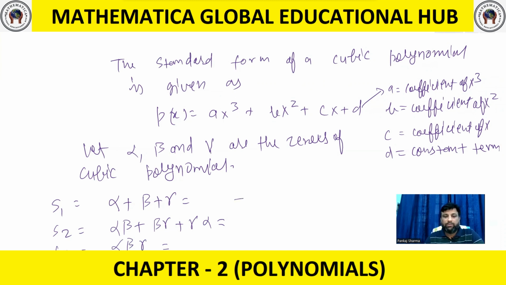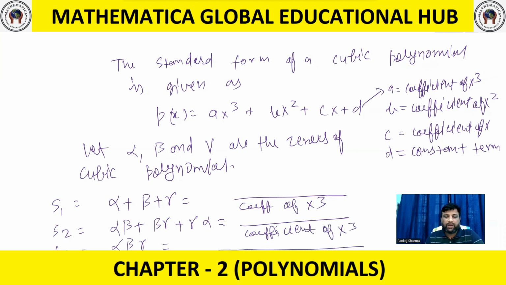So here is how to keep the formulas in mind. It's very simple. We always write the coefficient of the leading term in the denominator in each of the relations, that is the coefficient of x cube. Got my point?